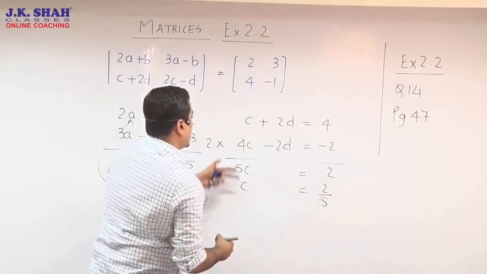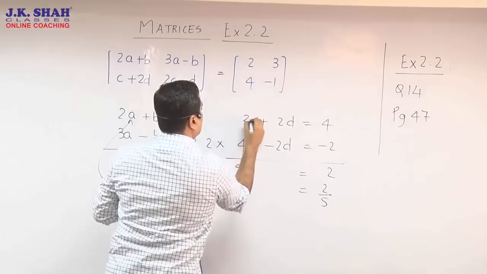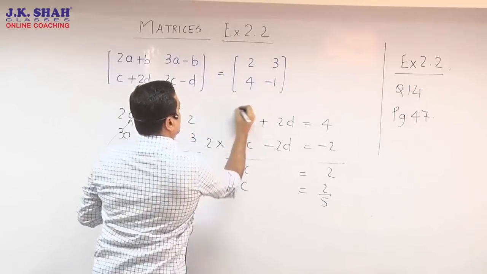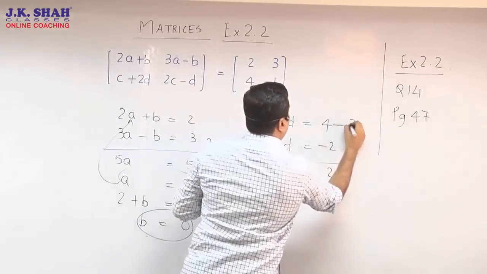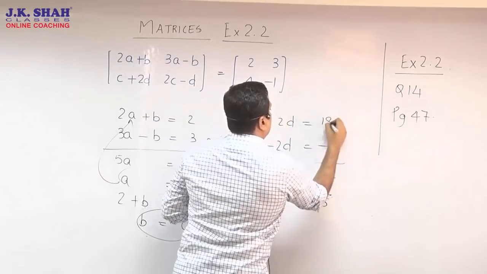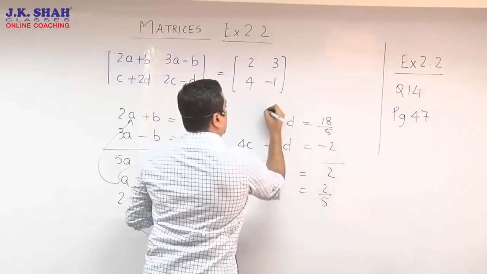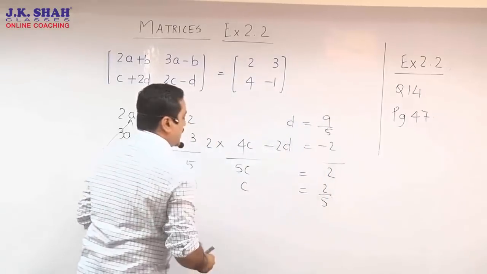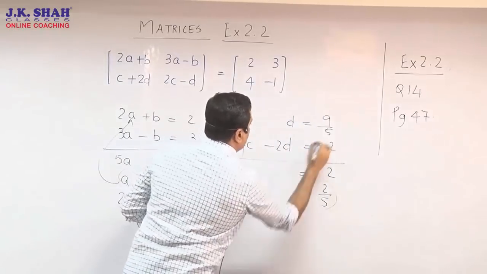Now put your c back in this equation. Let us say 2 by 5. 2 by 5 is shifted over there, minus 2 by 5. Rotating it, it becomes 18 by 5. So my d has turned out to be 9 by 5. So I got all my 4 values.